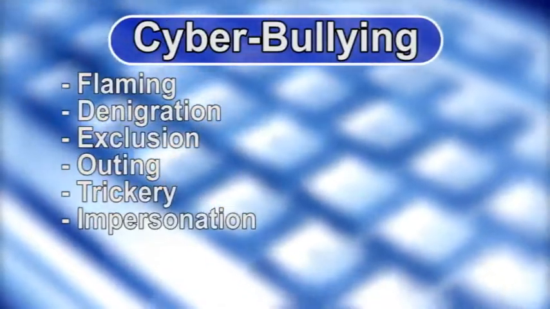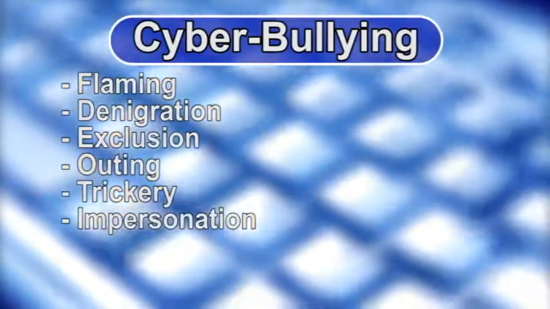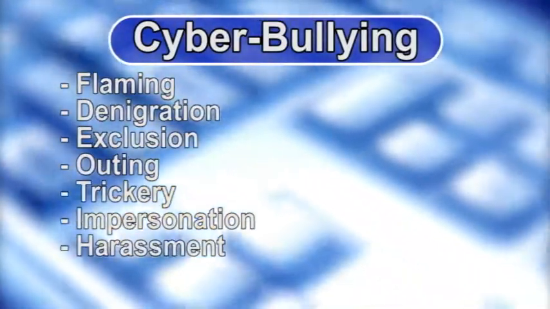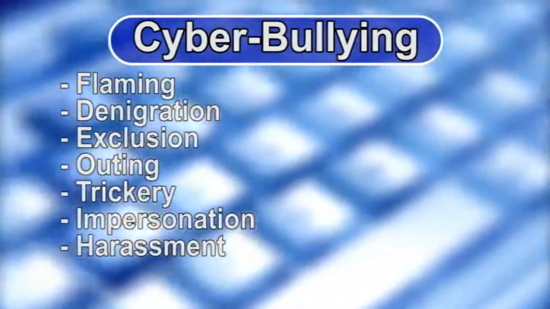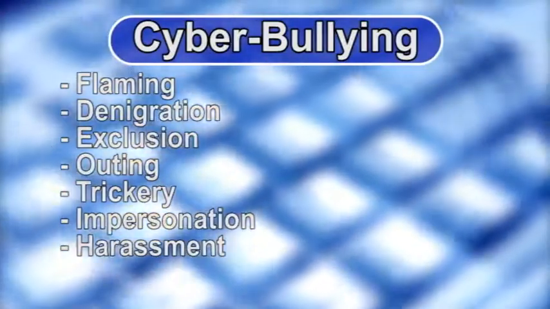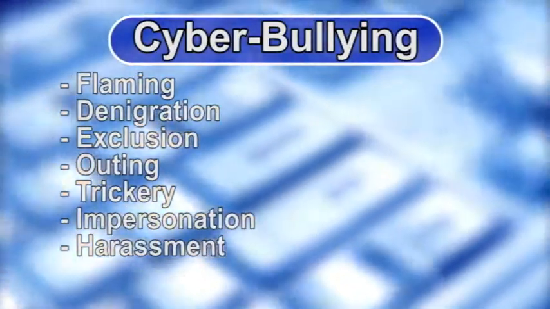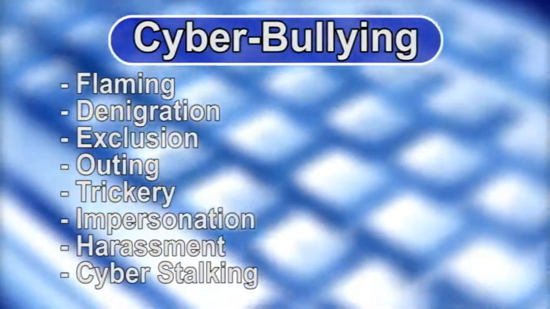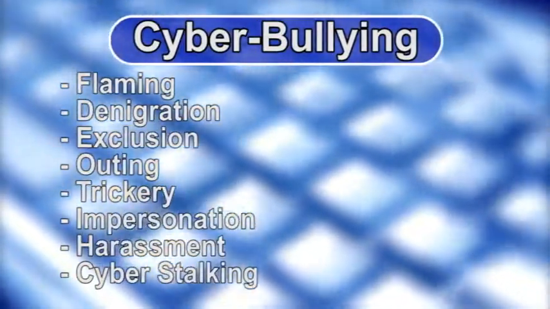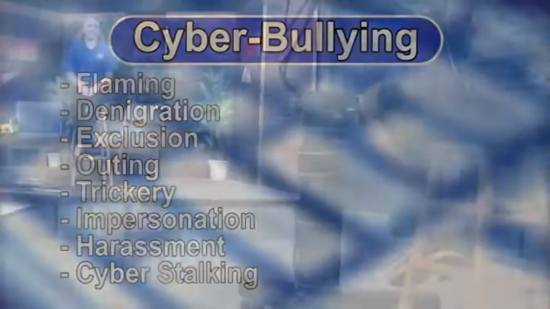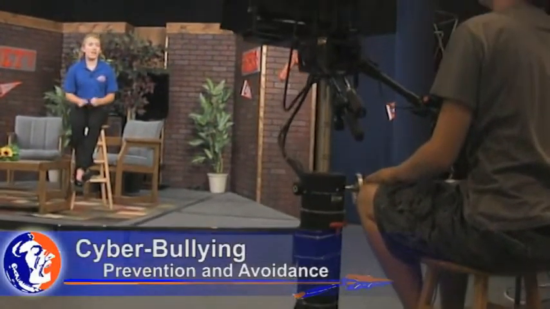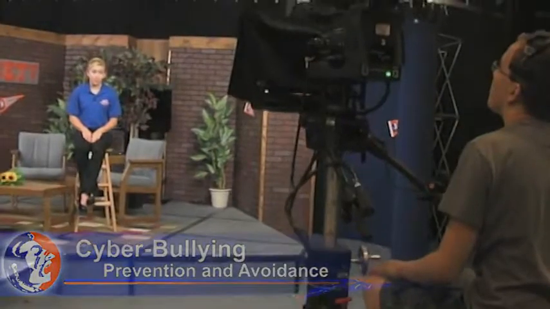Impersonation is pretending to be someone else when sending or posting false messages online. Harassment is a form of bullying when someone repeatedly sends malicious messages to the same individual. And finally, cyberstalking, which is the continual harassment and denigration that includes threats of physical harm. How many of those forms of bullying did you recognize? Were there any you never connected with the concept of bullying?